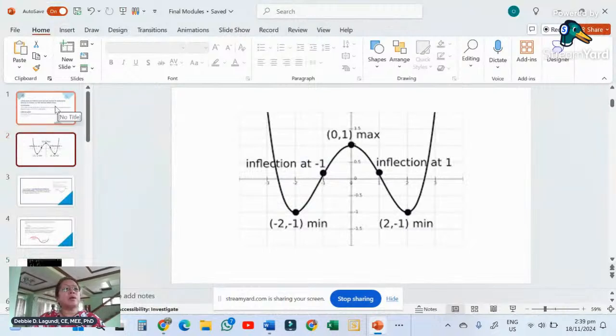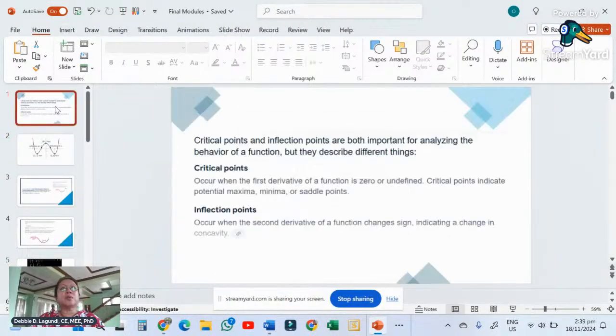I'm going to talk about inflection and critical points of curves, which we did not do last midterm. This is also a very important topic that we have to include, and this will be the first topic for finals. As you can see here, critical points and inflection points are very important for analyzing the behavior of a function.